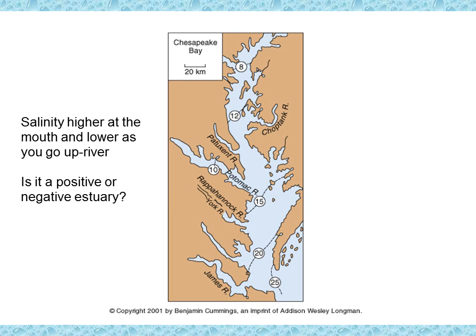So salinity is usually higher at the mouth of any estuary. If you look at this estuary here, this is the Chesapeake Bay, which is another semi-enclosed body of water, hence it's an estuary. And if you look at the salinity numbers from the mouth of the bay at 25, as you go up the bay toward Baltimore Harbor, the salinity gets less and less and less. And hence, would that be a positive or a negative estuary? I'll let you look back a few slides and figure that one out.